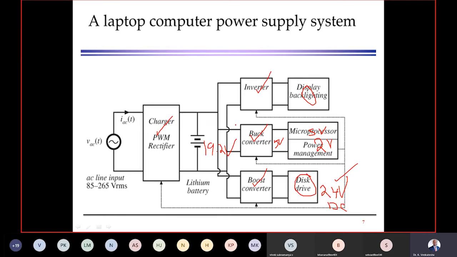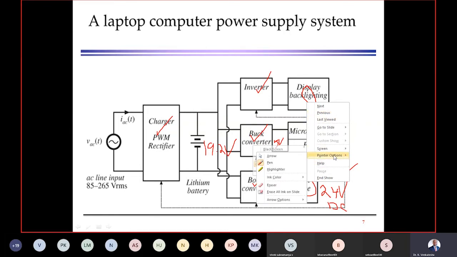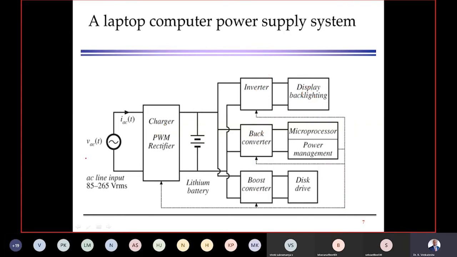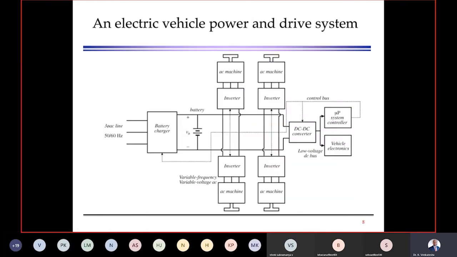So this is my entire power management in the laptop, where we can see all three types of converters: AC to DC, nothing but your charging circuit, and then inverter, DC to AC. Then the two types of DC to DC converter: the buck converter to reduce the voltage given to the microprocessor, and the boost converter given to the disk drive. The only converter we are not using is the AC to AC converter. As of now, it is not there in this entire circuit.